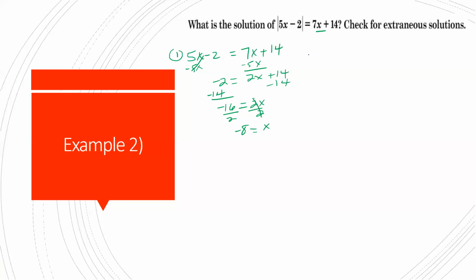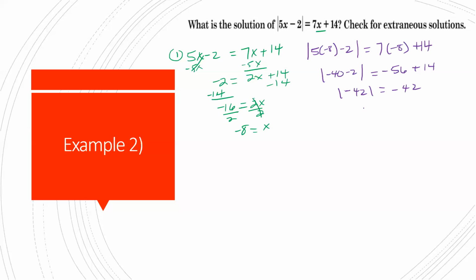So I'm going to substitute negative 8 back into the original. So we have the absolute value of 5 times negative 8 minus 2 equals 7 times negative 8 plus 14. This gives me the absolute value of negative 40 minus 2 equals negative 56 plus 14. Absolute value of negative 42 equals negative 42. And then the absolute value of negative 42 is positive 42, which does not equal negative 42. So this is extraneous.